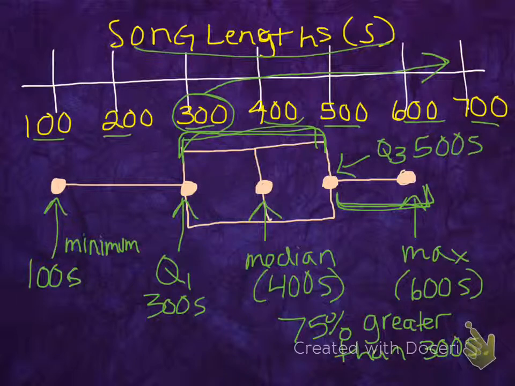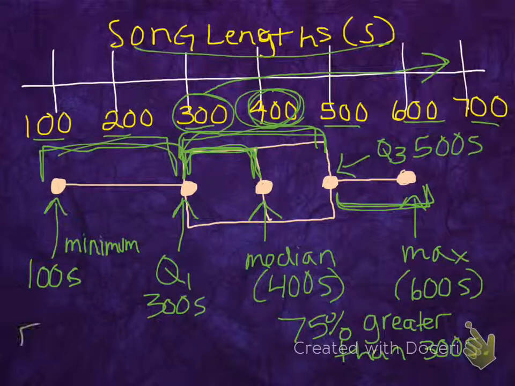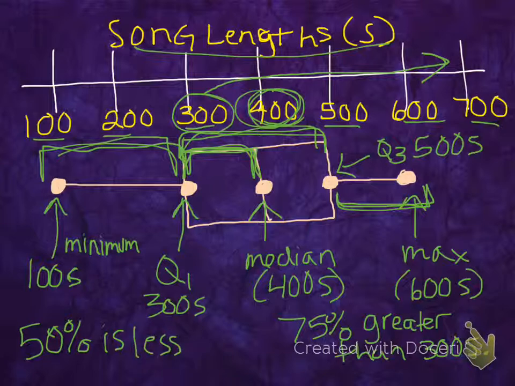Maybe we'll be asked a question, how much of the data is less than 400 seconds? Well, 400 seconds would be right here, and less than would be anything to the left, so we have 25% here, and then another 25% here on this end, so a total of 50% is less than 400 seconds. Okay, and those are some things that we can actually read off of the box and whisker plot.